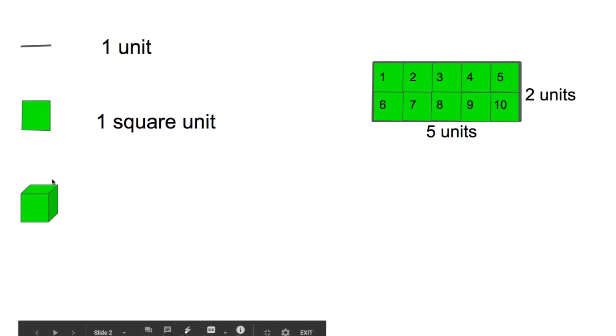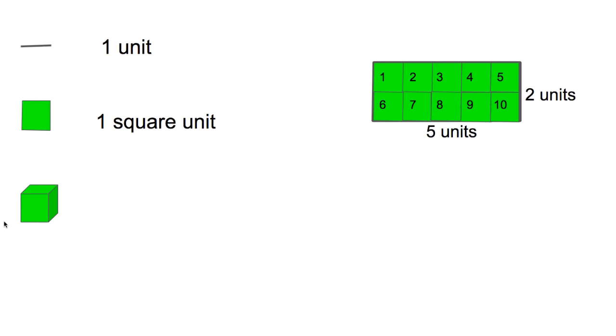This is a cube, like a dice, whose sides are all equal to one unit. We call it one cubic unit. It is a three-dimensional object. I'm going to stack one layer of cubes in this rectangular area.